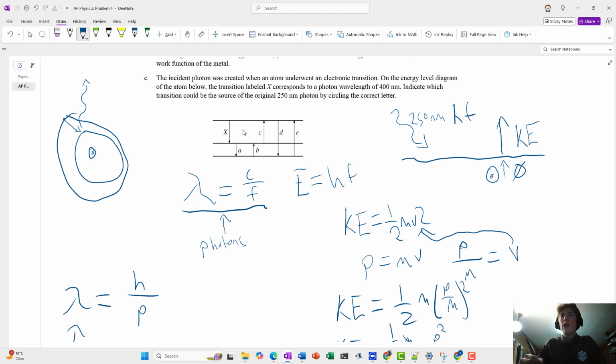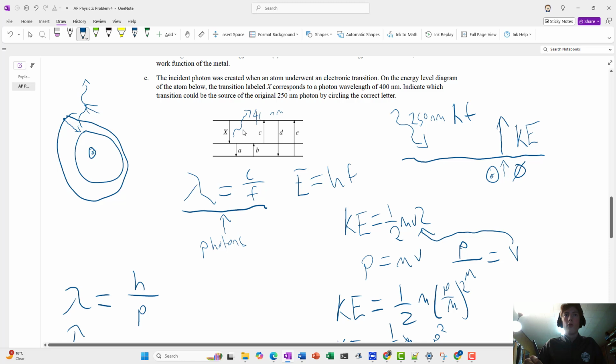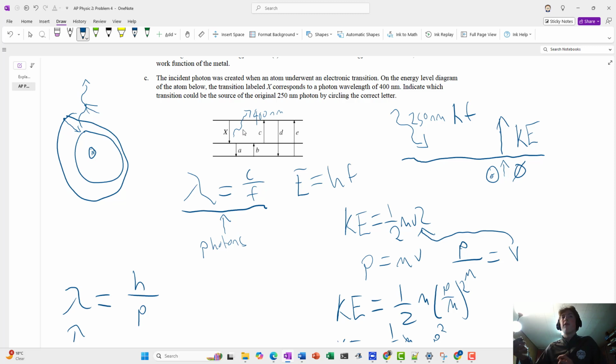And so it says on the energy level diagram, on the atom below, the transition labeled X corresponds to a photon wavelength of 400 nanometers. Indicate which transition could be the source of the original 250 nanometer photon by circling the correct letter. So it's basically saying we have, similar to this right here, our photon with some wavelength. We're getting this photon of 250 nanometers. And this is 400 nanometers, and it's asking us what transition would get us 250 nanometers.